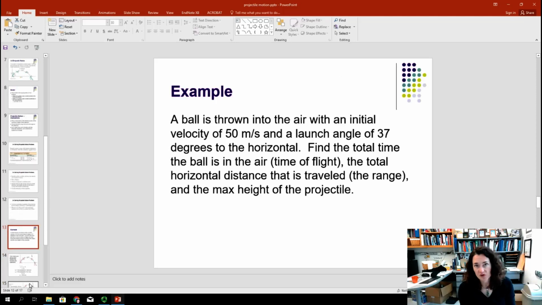Let me do an example problem for you. We'll do more examples in class and work problems together. This one is: a ball is thrown into the air with an initial velocity of 50 meters per second at a launch angle of 37 degrees to the horizontal. Find the total time the ball is in the air, which is called the time of flight, the total horizontal distance that's traveled, sometimes called the range, and the maximum height of your projectile.